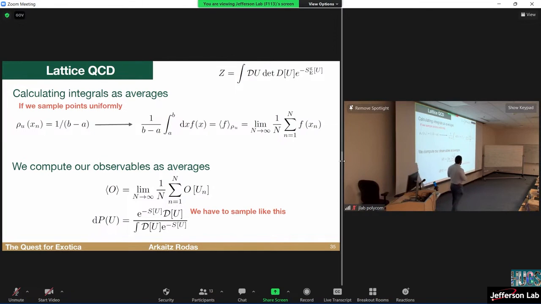What happens if I sample x here? Let's say that I integrate x between 0 and 1. What is the integral of x between 0 and 1? It is x squared divided by 2. Between 0 and 1, it means 1/2, right? If I sample uniformly, this is important, between 0 and 1, and I take one average, what is the average?